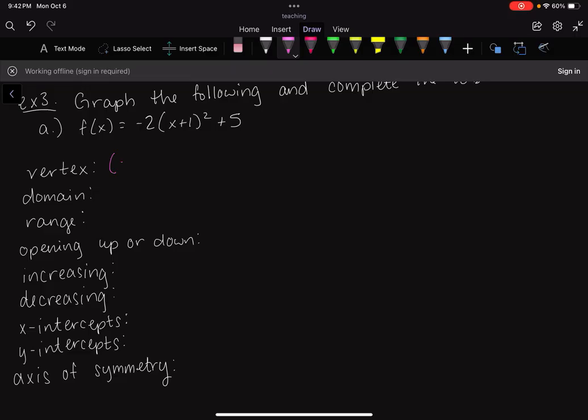For my vertex, it's -1, 5. My domain is -infinity to infinity.